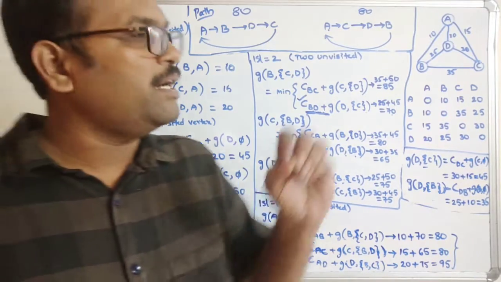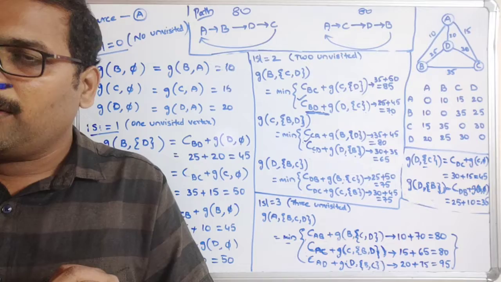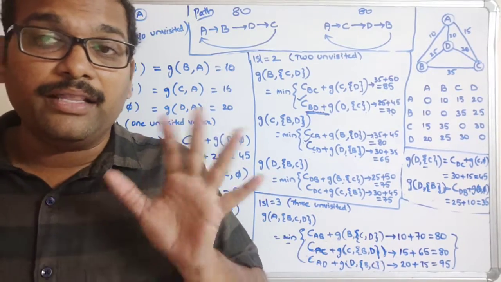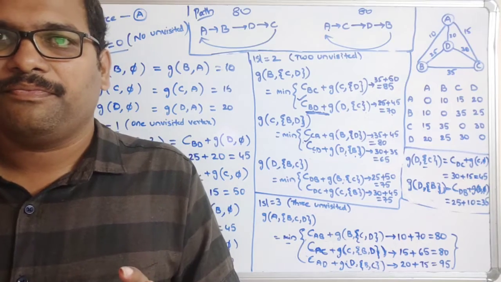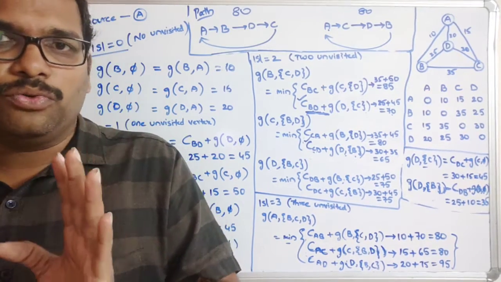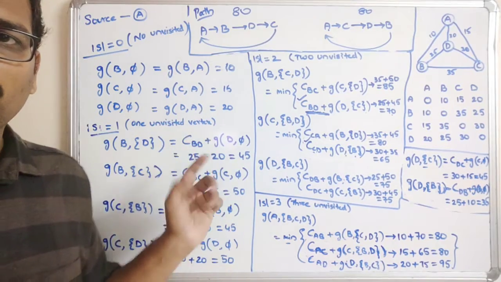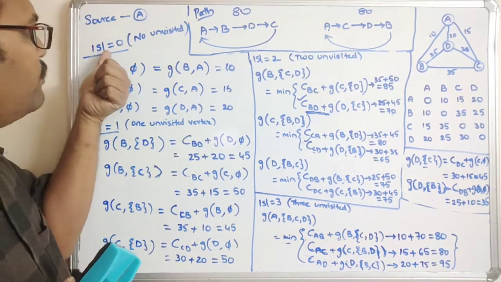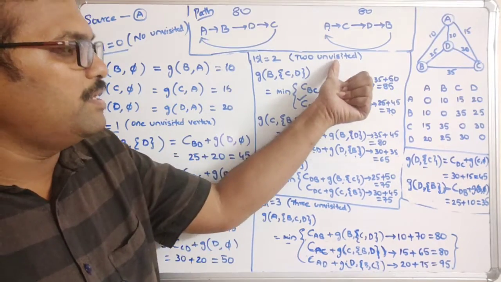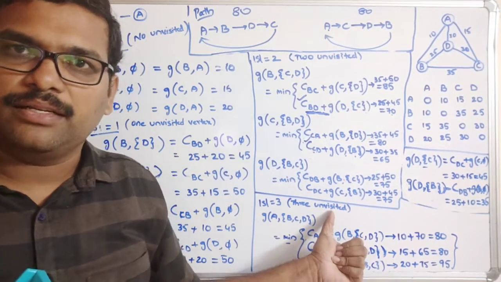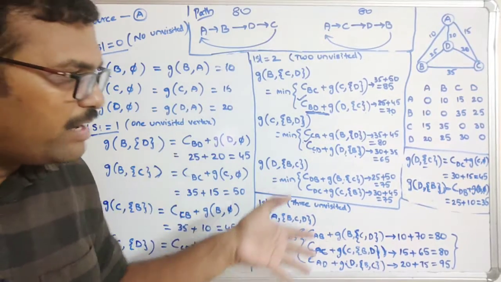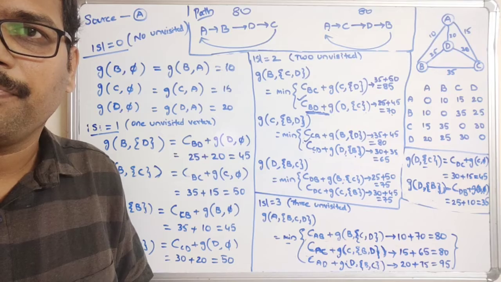So one constraint, we have to consider the weighted graph, and we can consider either directed or undirected, and that should be a complete graph. Okay, only two formulas we need to remember, and based upon two formulas we can solve, starting from 0 unvisited vertex, 1 unvisited vertex, 2 unvisited vertex, and 3 unvisited vertex. So until n minus 1 unvisited vertex, we have to calculate this procedure, right?